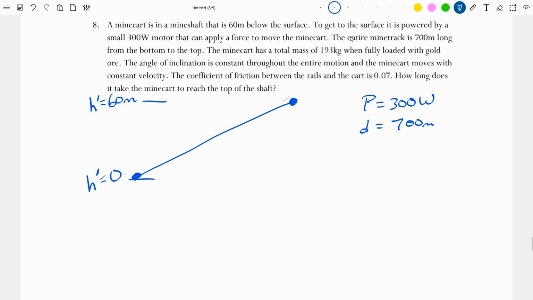So this is actually, in reality, a very gentle incline, according to the numbers. So alpha here is something that I'll probably calculate soon, maybe. Power, 700 meters. Mass was given, 193 kilograms.